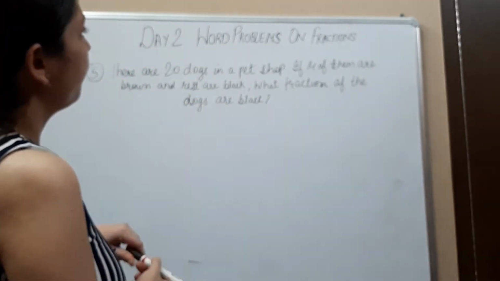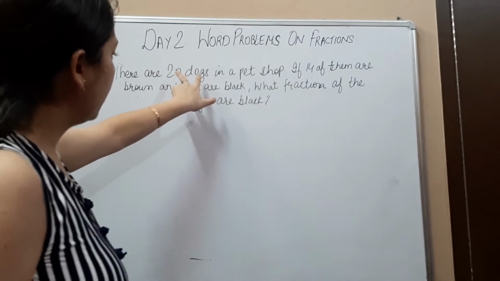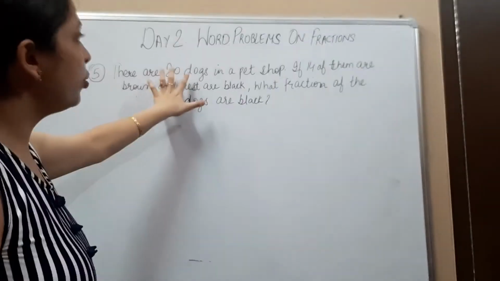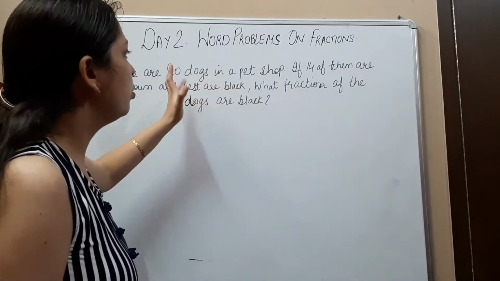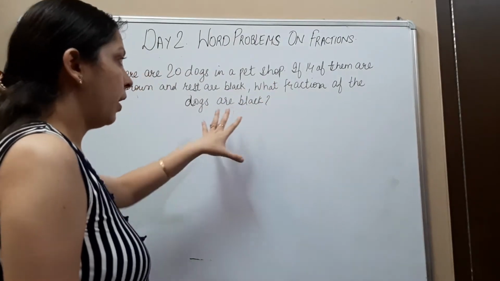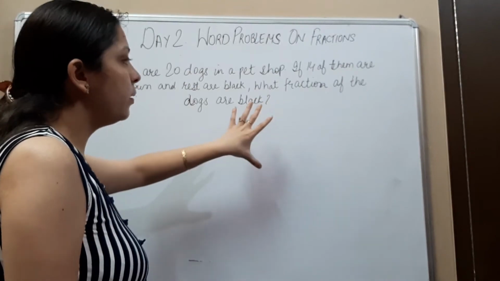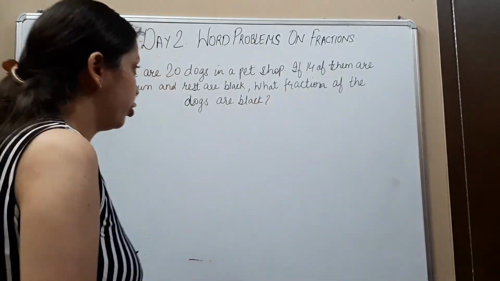So yes, in this question we have given the total number of dogs, and there are two colors of dog. Some of them are brown and the rest are black. So we have to find the fraction. What fraction of the dogs are black? We don't need to do any addition, subtraction, multiplication, or division. You just have to find the fraction. Okay. So how will we do this? Let's see.